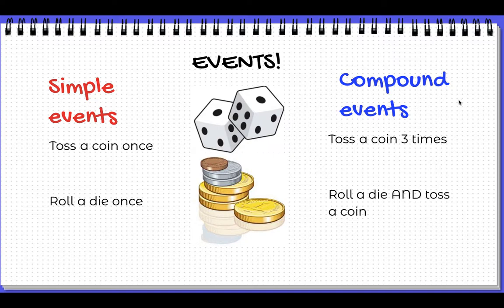Compound events are when there's more than one thing happening at a time. So maybe you're tossing 3 coins, or maybe you're rolling a die and tossing a coin. So a compound event is what we're going to focus on today, when there's more than one thing going on.